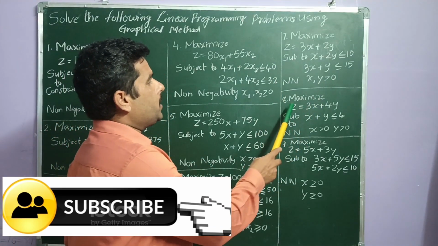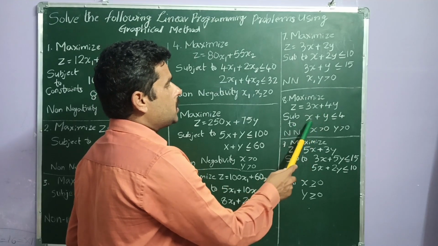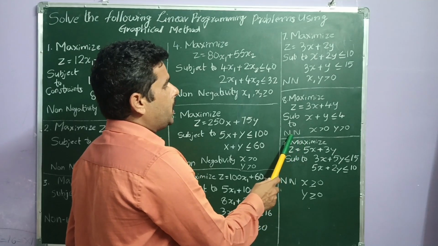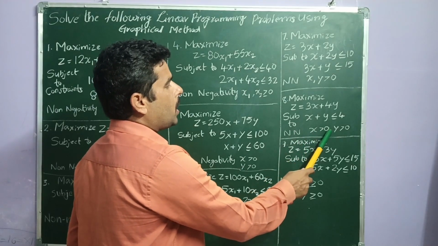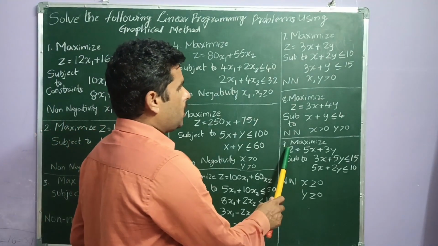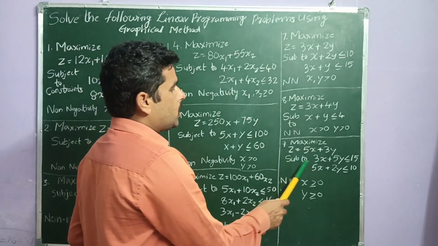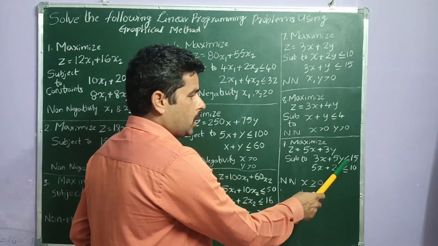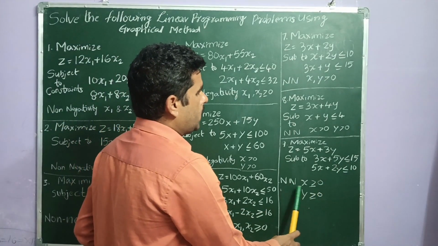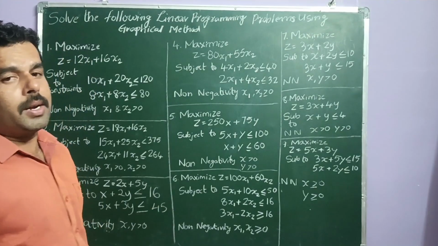Then problem number 8: maximize z = 3x + 4y subject to the constraint x + y ≤ 4. Then non-negativity: x ≥ 0, y ≥ 0. This is problem number 8. Then problem number 9: maximize z = 5x + 3y subject to constraints 3x + 5y ≤ 15 and 5x + 2y ≤ 10. Non-negativity: x ≥ 0, y ≥ 0. So these are the 9 problems.